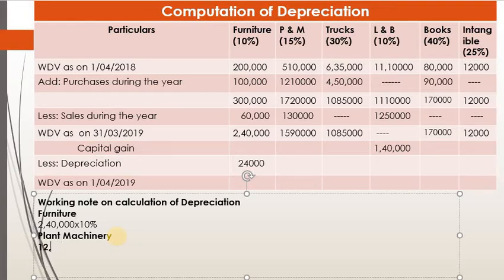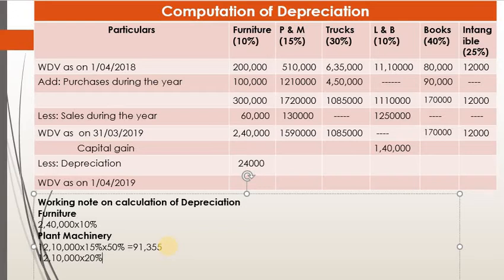12,10,000 into what is the rate of depreciation? 15%, and half of 15%, that is 50%. So let's calculate what is the amount. That is 91,355. Then since the machinery is purchased on or after 1st April 2005, we should provide additional depreciation on machinery. The rate is as fixed by the income tax department, that is 20%.